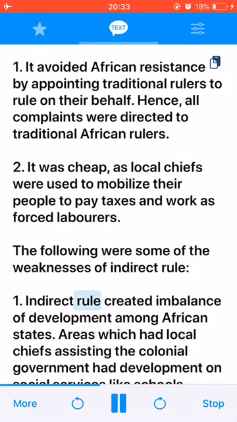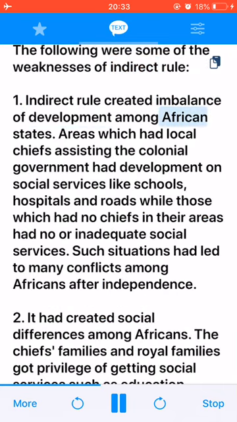1. Indirect rule created imbalance of development among African states. Areas which had local chiefs assisting the colonial government had development on social services like schools, hospitals and roads, while those which had no chiefs in their areas had no or inadequate social services. Such situations had led to many conflicts among Africans after independence.